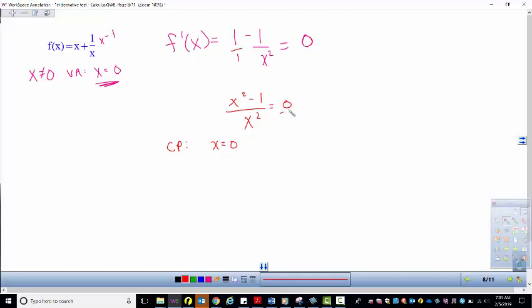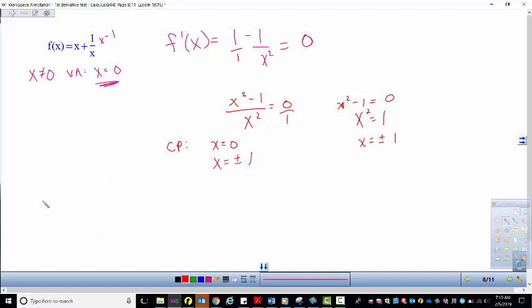After I do that, I'm just going to pretend like this is over 1 and cross multiply, so I get x squared minus 1 equals 0. So x squared equals 1. So x would be plus or minus 1. And I get both of those because I took the square root, so I need the positive and the negative.